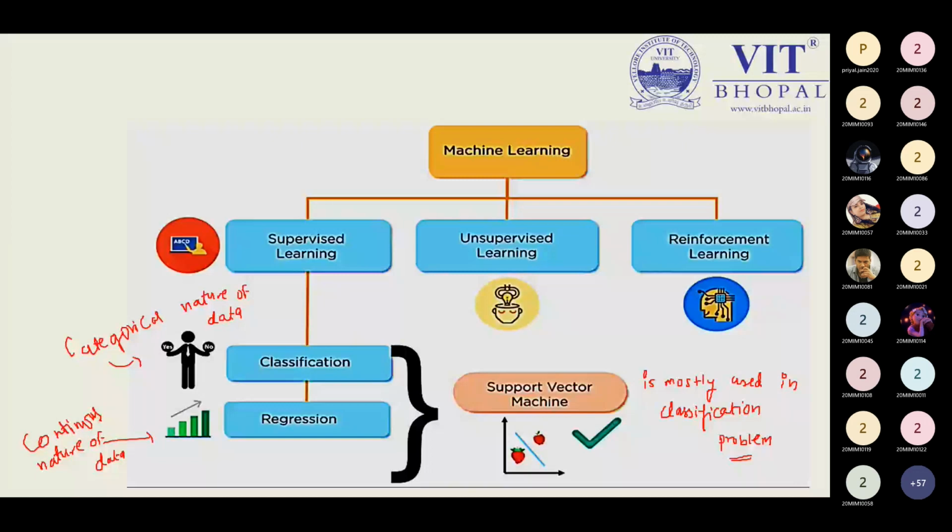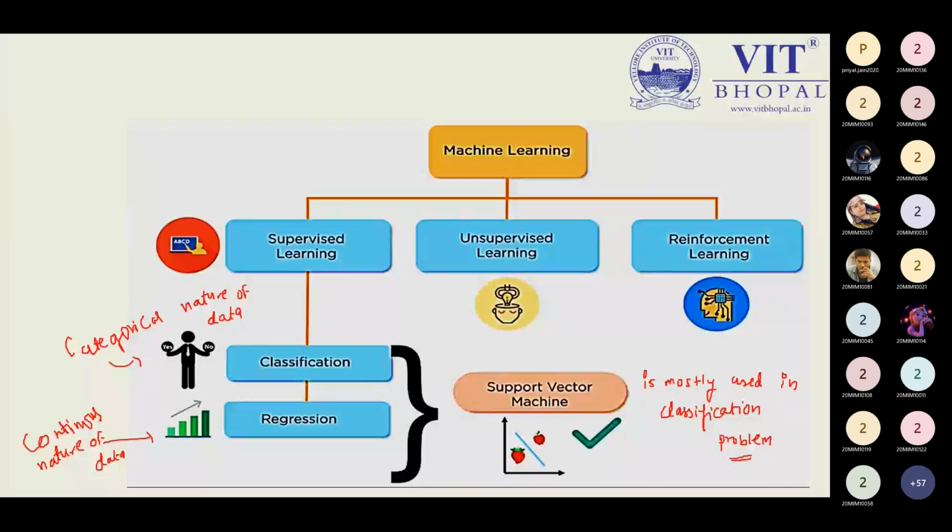Support vector machine is mostly used in classification problems. I'm saying it once again: support vector machine is mostly used in classification problems, but it also supports the two approaches, regression and classification. So it depends on the data type and the problem. Like decision trees, we can also use a support vector machine for both classification and regression.